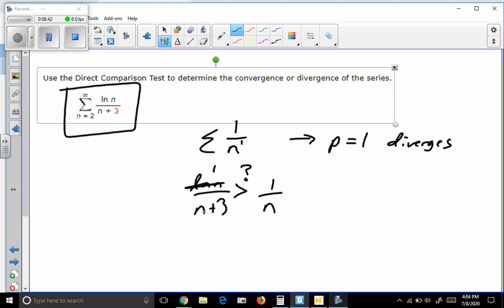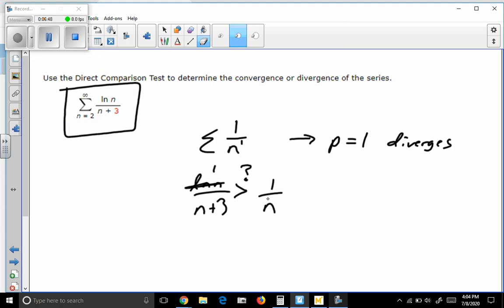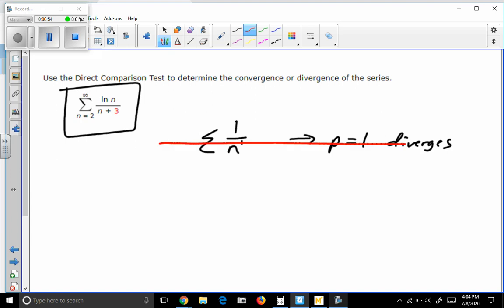1 over n plus 3 is actually bigger than 1 over n. Bigger denominator makes a smaller fraction. So comparing it to that doesn't really help us. Let's compare it to, not natural log, 1 over n plus 3.